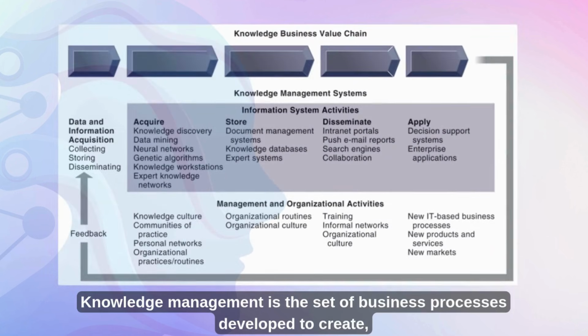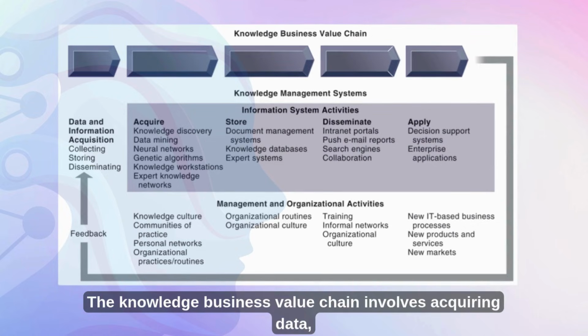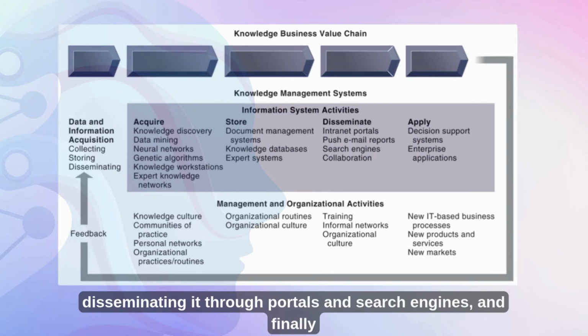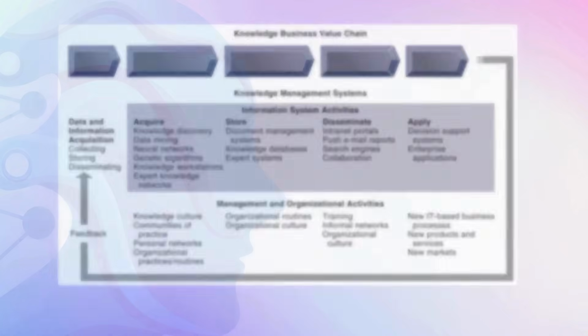Knowledge management is the set of business processes developed to create, store, transfer, and apply this knowledge. The knowledge business value chain involves acquiring data, storing it in document management systems, disseminating it through portals and search engines, and finally applying it through decision support systems and enterprise applications.